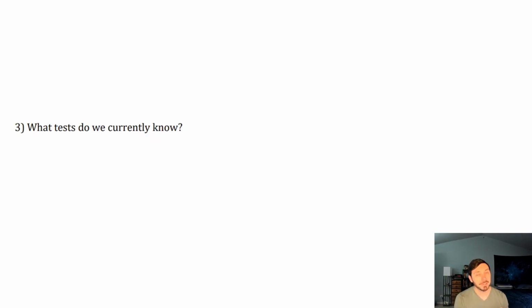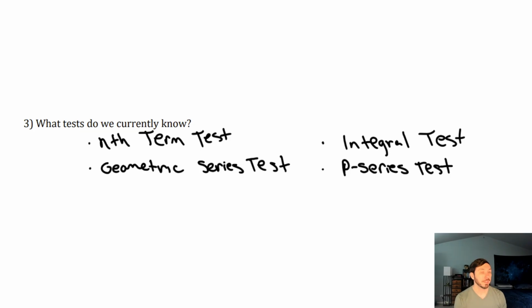Is that 1? So what tests do we know now? A little bit of a throwback to the last lecture, so see how your hippocampus is working. We got the nth term test and the geometric series test from my last lecture, and then the integral test and the p-series test. So there are now 4 tests.